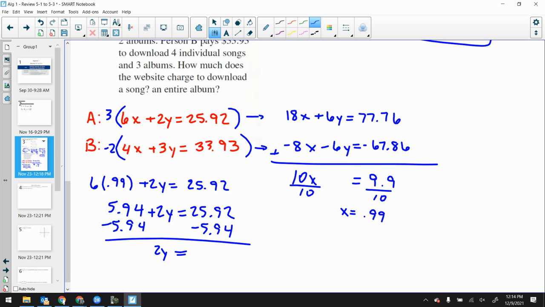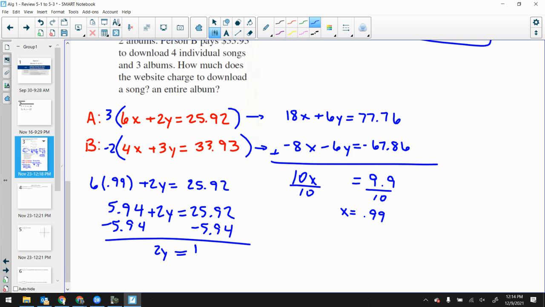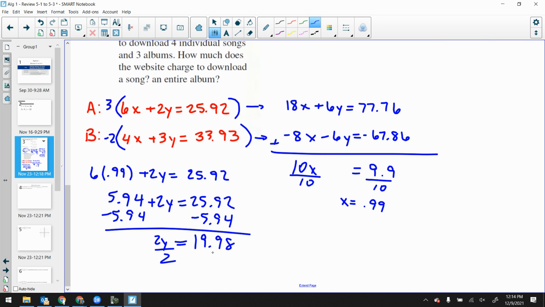2y is equal to, and I believe that's 19.98, I think. 25.92 minus 5.94. Is that right? 19.98. Yep. $19.98. We divide by 2, which gets us our final answer of y being $9.99.